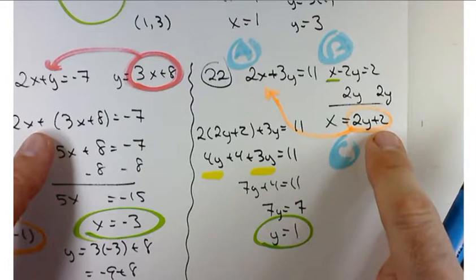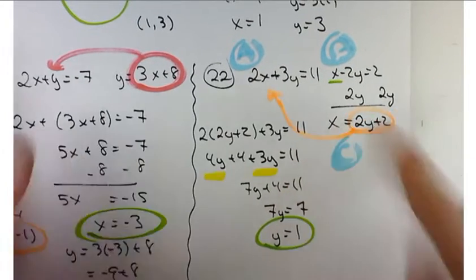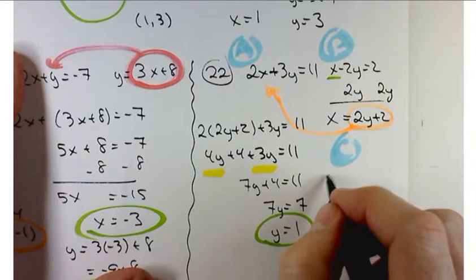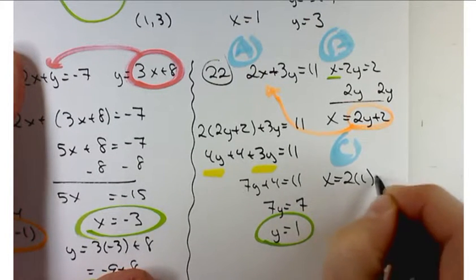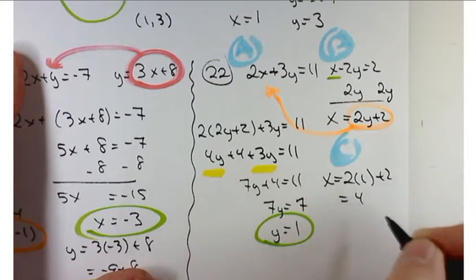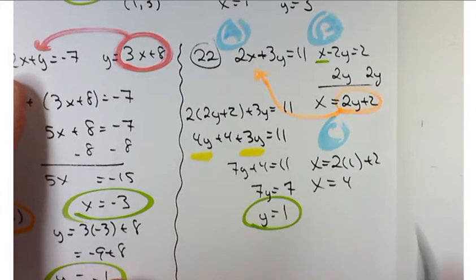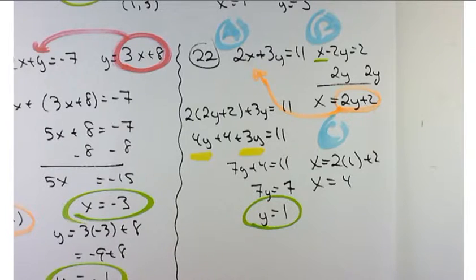I'd do it in C, because you've already got x by itself. The other equations, you'd have to do at least a modest amount of work. It doesn't make a huge difference, but make your life easier. 2 times 1 plus 2 is 4. So x equals 4. That's the other part of our solution.